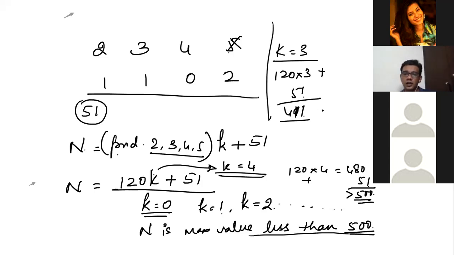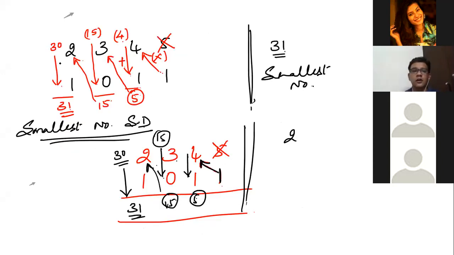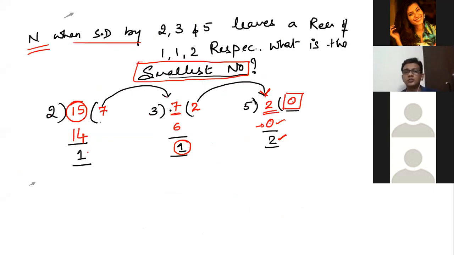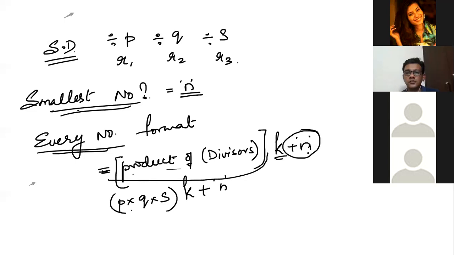So you can now generate any kind of number depending on what the question is asking. But this is the format: the product of the divisors, its multiple, plus the smallest number that you have found. I'm now assuming that all of you know how to find the smallest number. Do not start using this method that I taught here. This method was only for you to understand what successive division means. This is not a method you will use to find the smallest number. The smallest number will be found by using the other method, because it is the fastest and the easiest. Then every other number will be in this format: product of divisors, K, plus n.